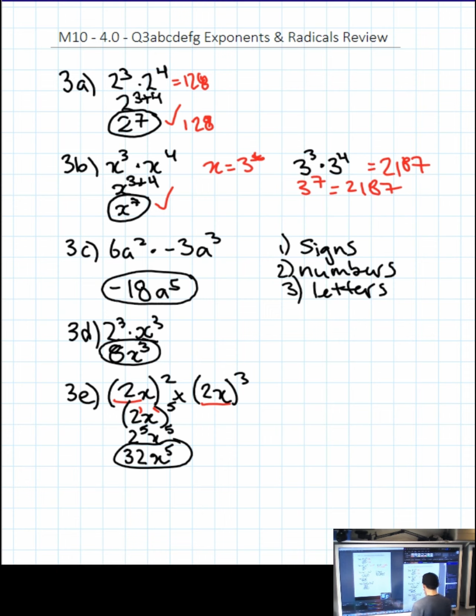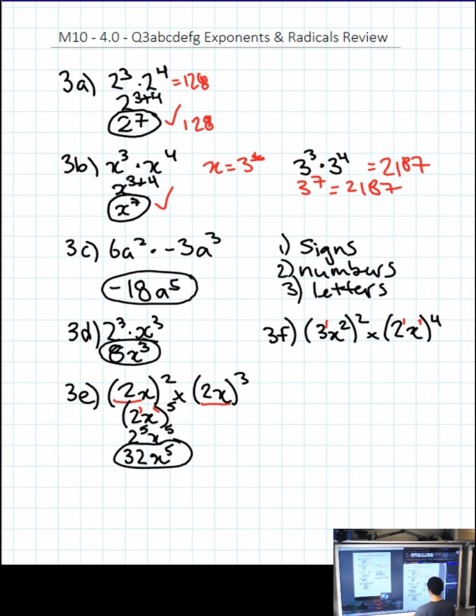Okay, 3F. I've run out of space down the page, so I'm going to go off to the right. We have open bracket 3x squared times open bracket 2x close bracket to the 4. This time we don't have the same base, so we have to do other steps. I'm going to give 3 an exponent of 1, 2 an exponent of 1, and x an exponent of 1, always giving things that don't have exponents an exponent of 1 to remind me what the next step is.